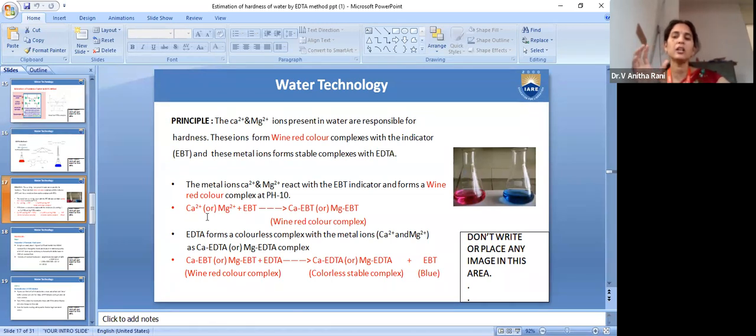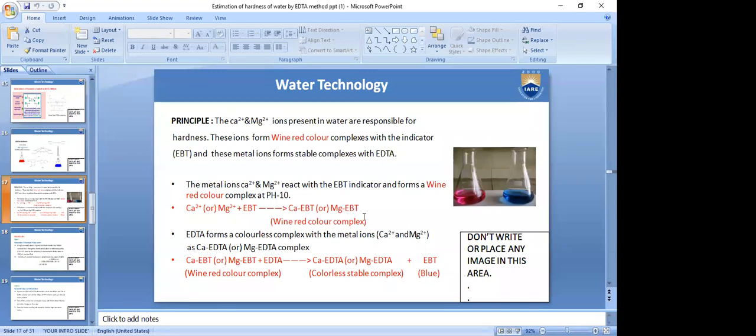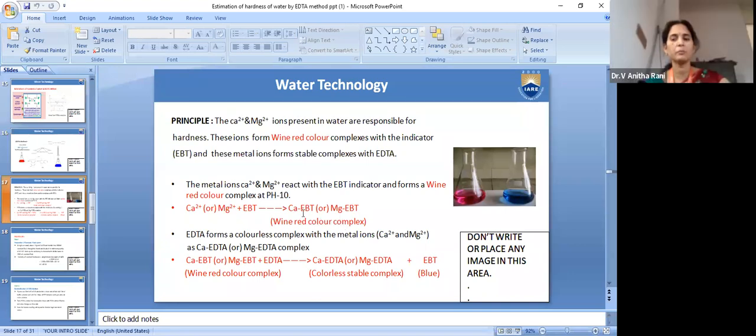Because in that water sample, hard salt is present. Dissolved salts, either calcium or magnesium salt, are present in water. So immediately the water color changes to wine red. You can see here a calcium EBT or magnesium EBT complex is formed, which is a wine red colored complex, and it is an unstable complex.